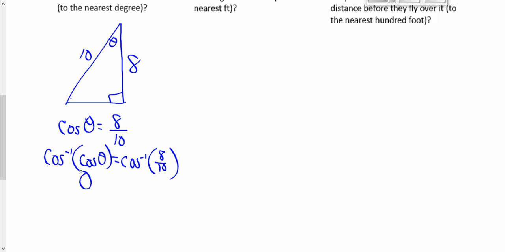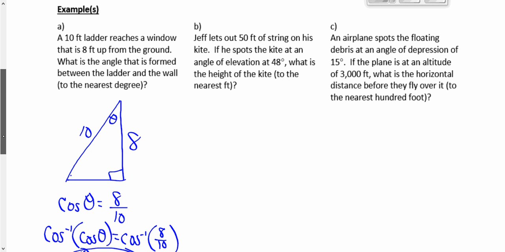So this gives us theta, and they want it rounded to the nearest whole degree, right? What did it come out to, actually? 36.86. 36.8, whatever, so that's 37 degrees. Everybody good with that one? Okay. Let's take a shot at the second one then.